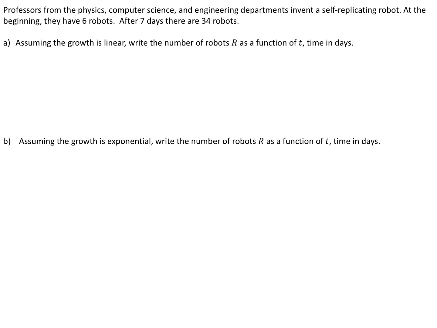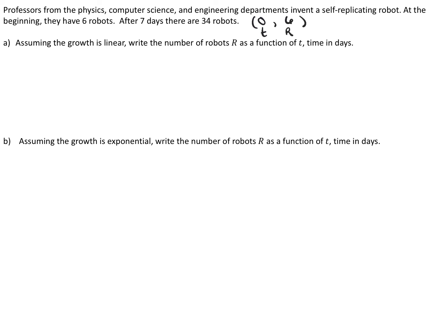Okay, we have a word problem here, and we want to write an equation. So here we've got a computer science, physics, and engineering department. They invent a self-replicating robot. At the beginning, they have 6 robots, and then after 7 days, there are 34 robots. So I'm going to go ahead and write the data that's given to us as 2 ordered pairs or 2 points. So at the beginning means when t is 0, we have 6 robots.